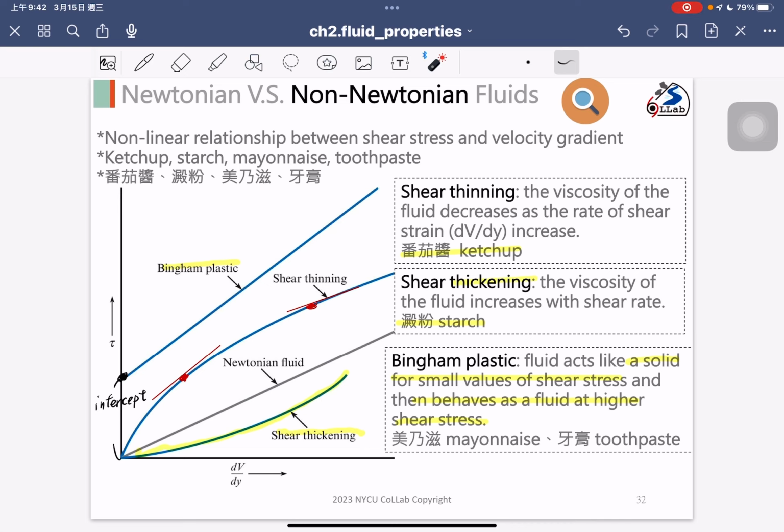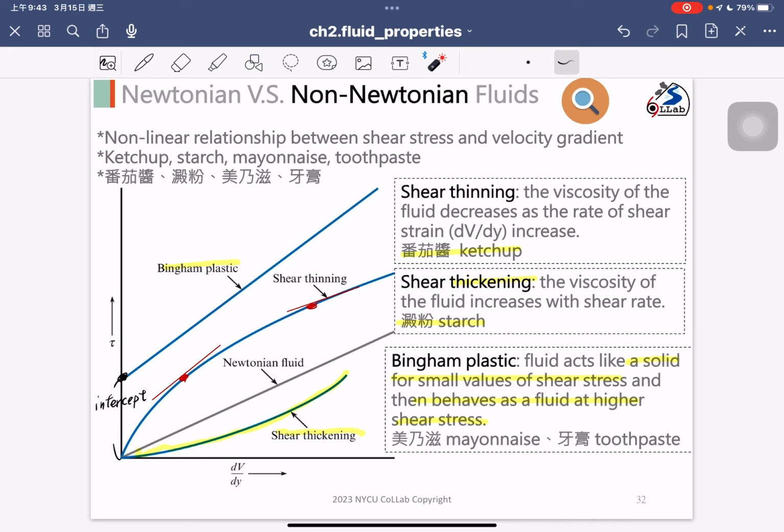Okay, so the Bingham plastic is a different behavior under different shear stress conditions. So I just highlight some materials like mayonnaise and toothpaste. You can see with different shear stress, they will have different behaviors. Okay, so that's totally three types of materials associated with the non-Newtonian fluid.